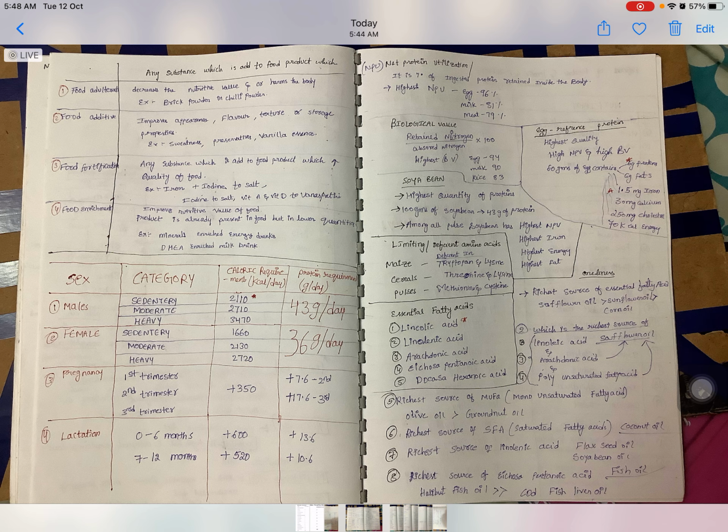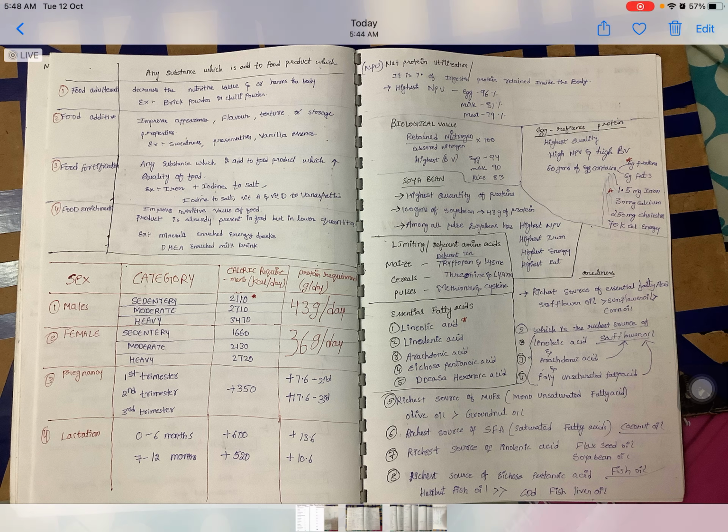And the pregnancy 7.6 needed, and 17.6 in third trimester needed. Caloric more than 350 calories needed. And the lactation 0 to 6 months 600 calories needed. 7 to 12 months 520 calories needed.